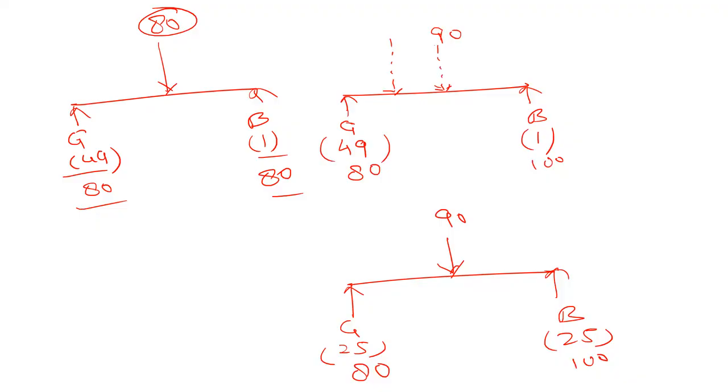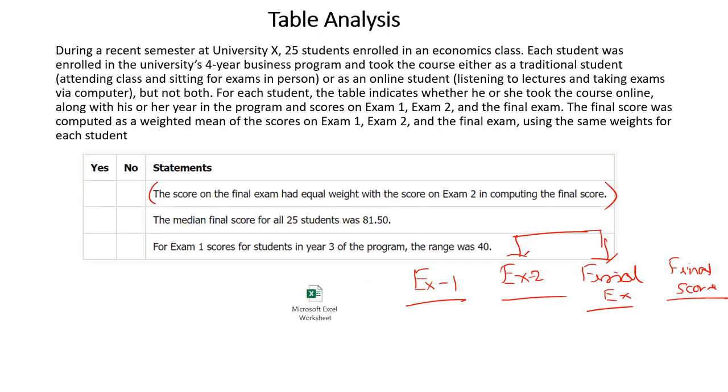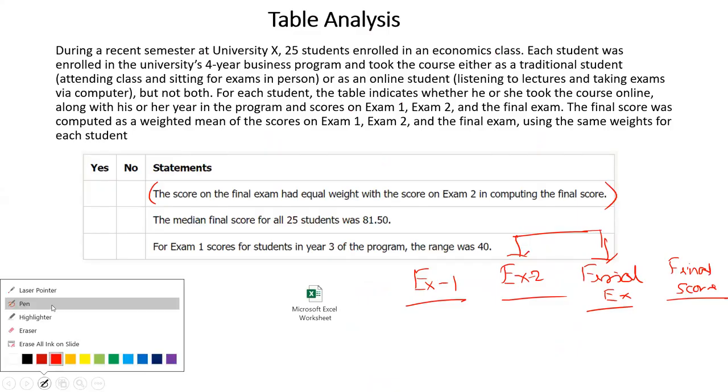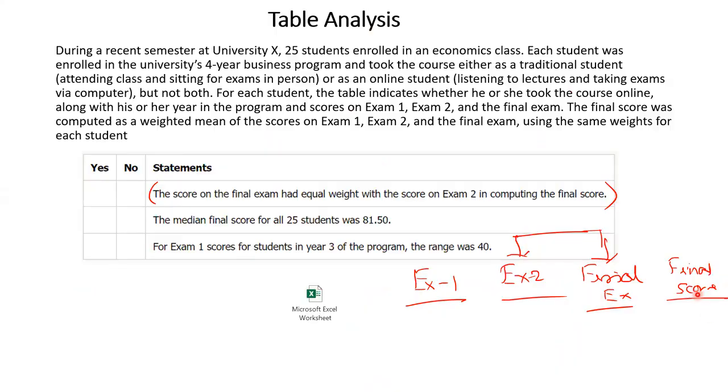So are we clear with these concepts? Now let's return back to this question. We have to find out whether, in calculating the final score, exam 2 and final exam had the same weightages. Now, I'm going to present you with a scenario. Think about this.